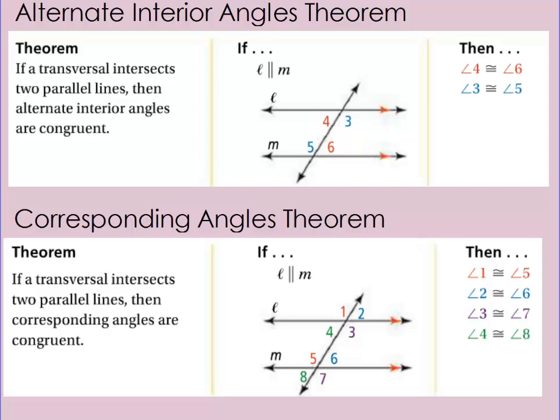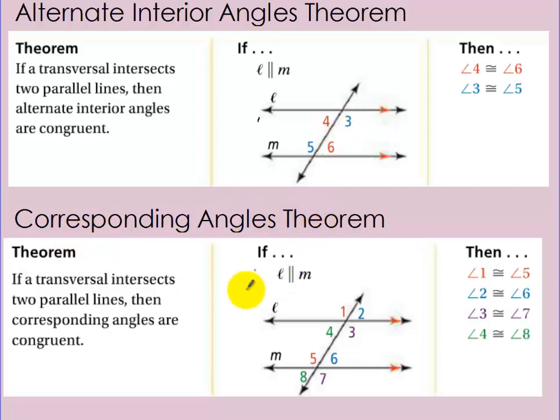Okay, so here's the theorems, and write down what you have to, look at these and read them over. But these are just breaking down that first slide. If a transversal intersects two parallel lines, then the alternate interior angles are congruent. So that says if you have parallel lines L and M, then 4 is congruent to 6 and 3 is congruent to 5. Nice that the colors match up.